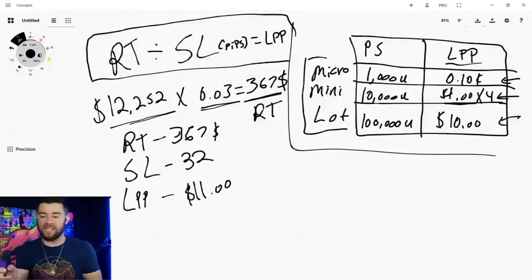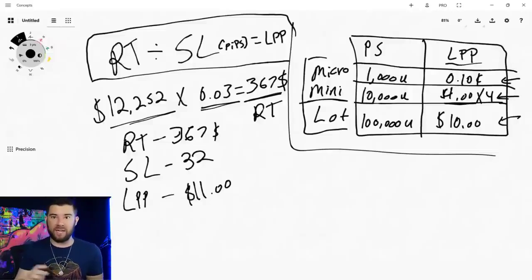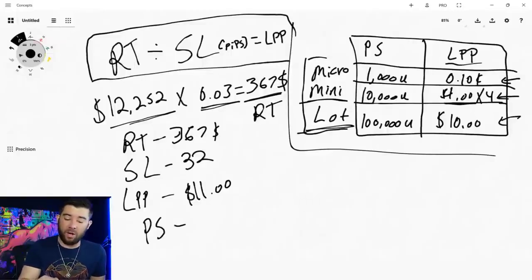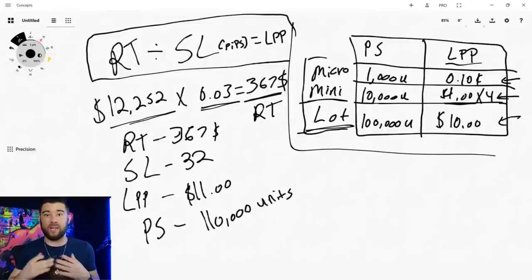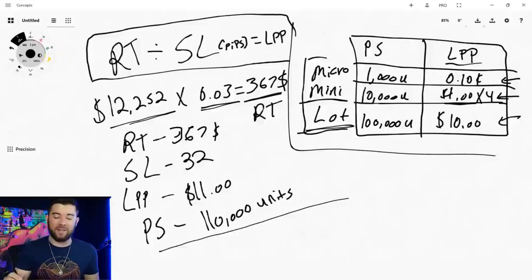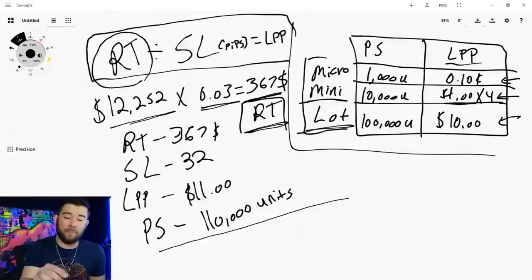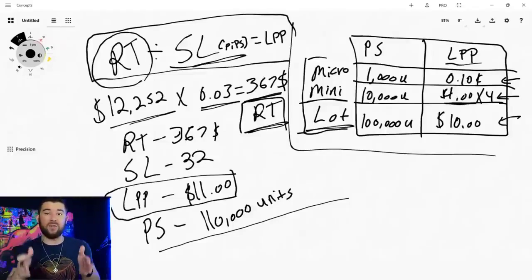All I have to do is come over to my table and look at it. We can either do 11 mini lots, or you can do one standard lot and one mini lot. What this means essentially is that our position size is going to be 110,000 units, which you should just be able to type into any brokerage account for your position size. But this is the formula you need to use whenever you go to place a trade to ensure that you are sticking to your RT, your risk tolerance, by utilizing your risk tolerance divided by your stop loss in pips, in order to give you the losses per pip that you can use on that trade.